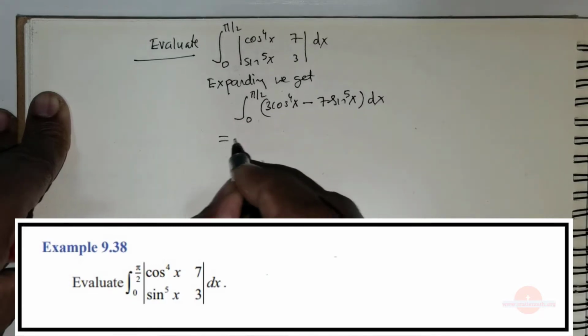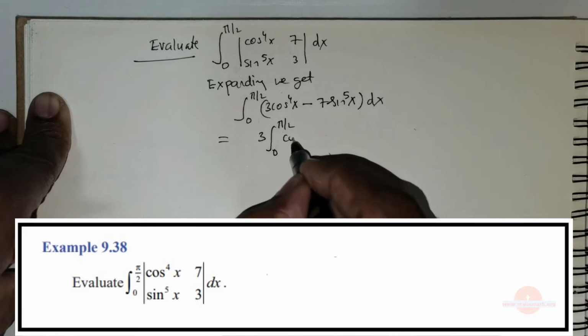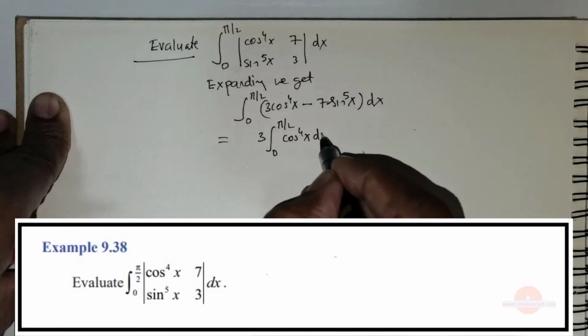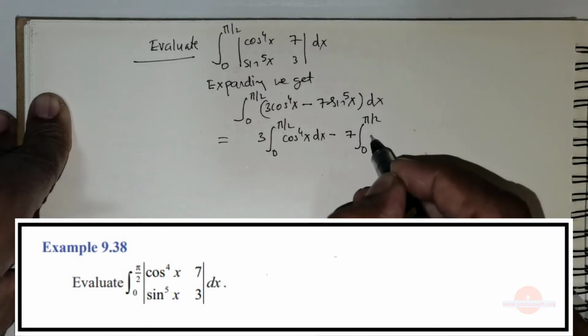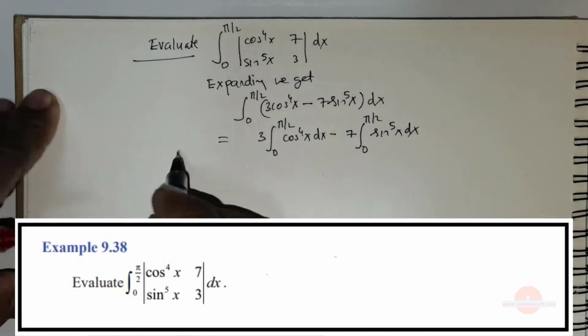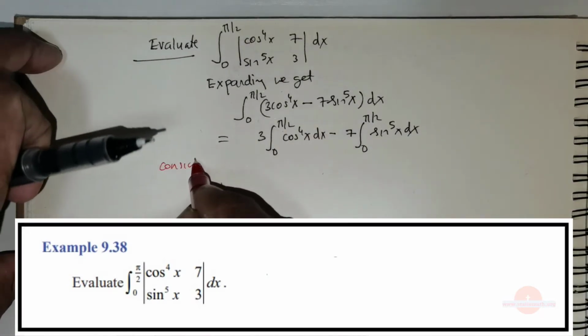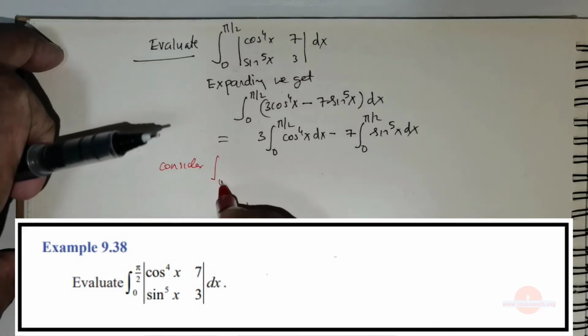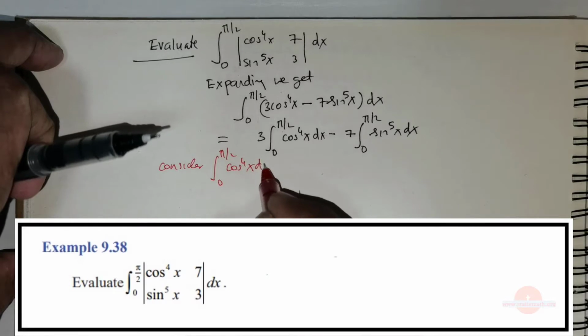Now I can rewrite this as 3 times the integral from 0 to pi over 2 of cos^(4x) dx, minus 7 times the integral from 0 to pi over 2 of sin^(5x) dx. Now I'm going to first consider this quantity. So let me write it down. Consider the integral from 0 to pi over 2 of cos^(4x) dx.